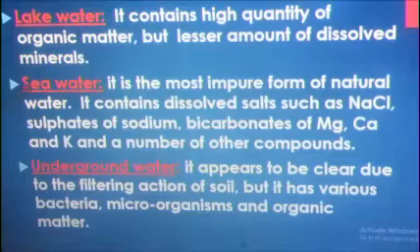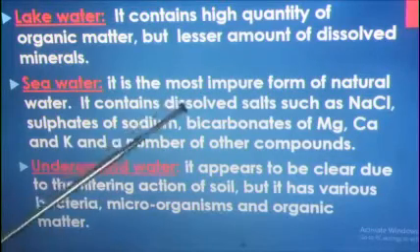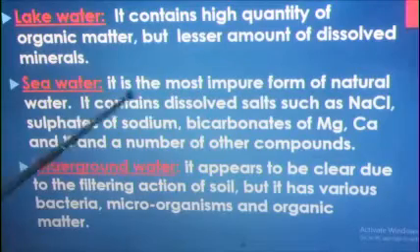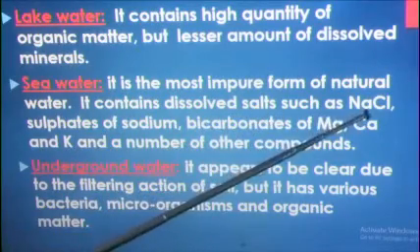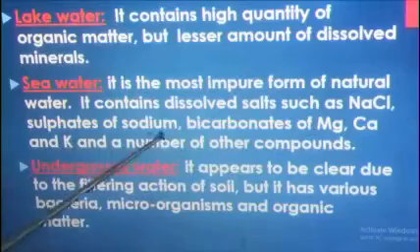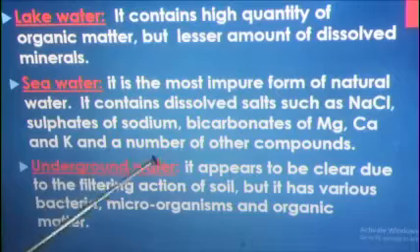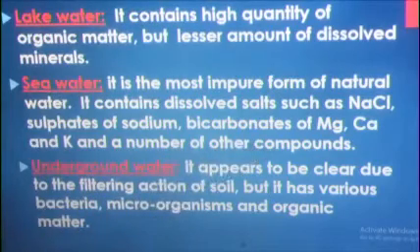Now next is sea water. Sea water is found to be the most impure form of natural water because it contains dissolved salts such as sodium chloride, sulfates of sodium, bicarbonates of magnesium, calcium and potassium, and a number of other compounds.